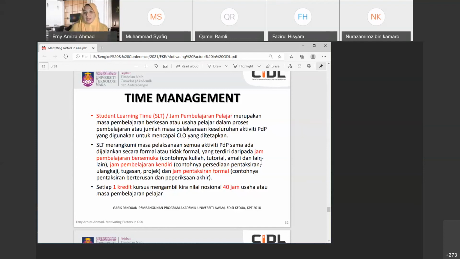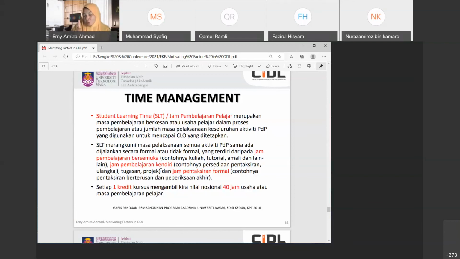So SLT ni merangkumi jam pembelajaran bersemuka, for example your lecture, your tutorial, amali, and then jam pembelajaran kendiri kita dah letak dah dalam you punya masa belajar tu, kita dah allocate, cuma you tak sedar. Right? And then contohnya persediaan pentaksiran, ulang kaji, tugasan, nak buat projek lah apa semua kan. Then jam pentaksiran formal pun kita dah masuk. Berapa jam you kena belajar, berapa jam you nak ambil test dan sebagainya.